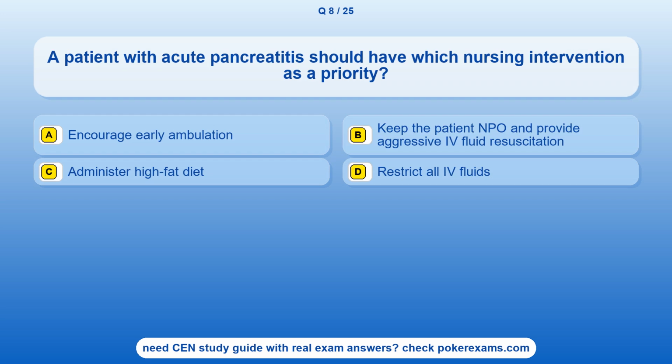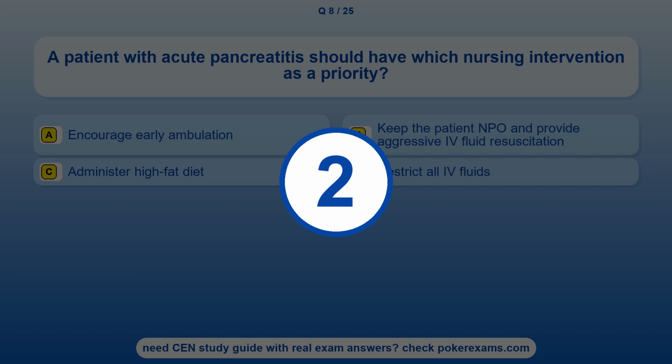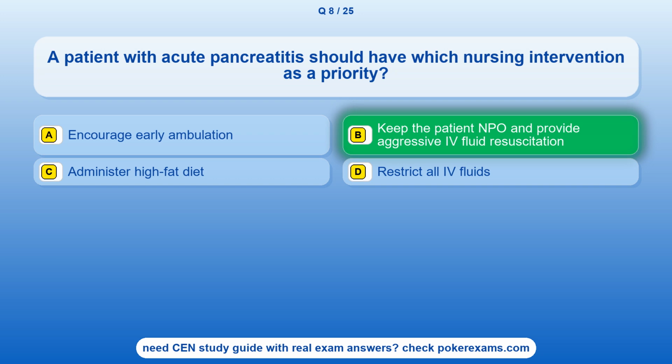Question 8. A patient with acute pancreatitis should have which nursing intervention as a priority? Option A. Encourage early ambulation. Option B. Keep the patient NPO and provide aggressive fluid resuscitation. Option C. Administer a high-fat diet. Option D. Restrict all IV fluids. The correct answer is option B. Keep the patient NPO and provide aggressive fluid resuscitation.